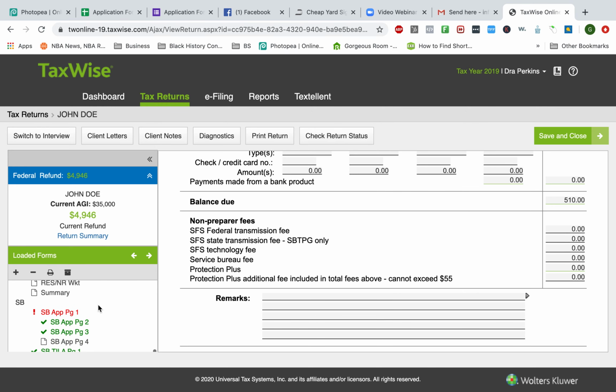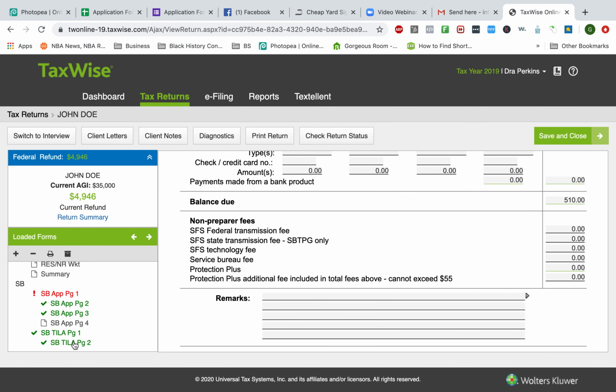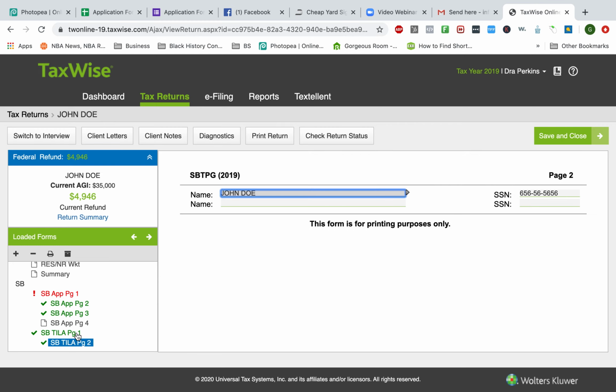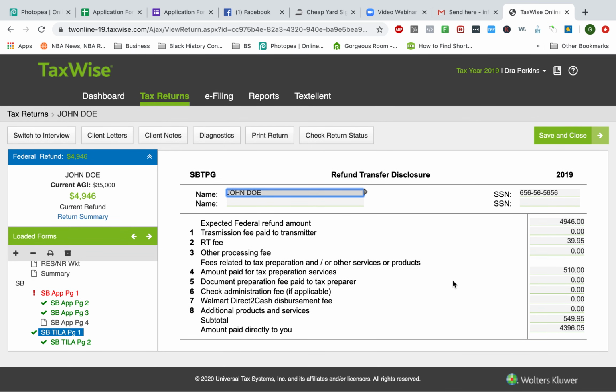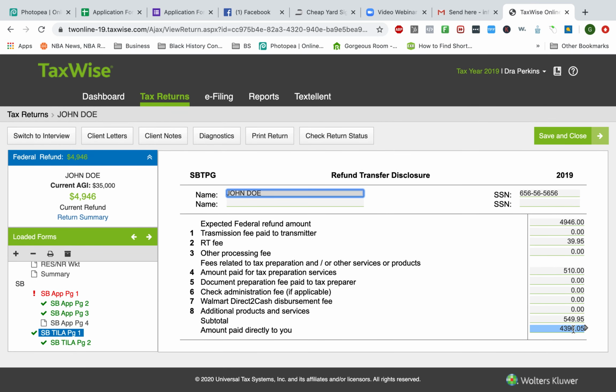Once you put that amount on there, you want to come to this very last page, SB Tiller page 2. Oh, sorry, page 1. This is the amount that you're going to tell them that they're going to get a tax refund for. Amount paid directly to you, $43.9605. This is the amount of money that you're going to tell them that they're getting back on their tax return. Okay? Not this amount, this amount.